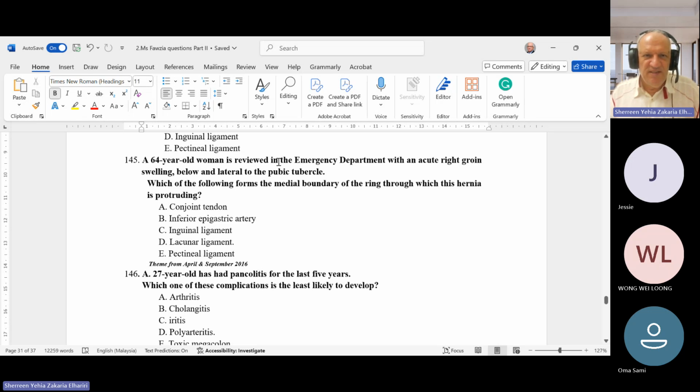A 64 years old woman is received in the emergency department with acute right groin swelling below and lateral to the pubic tubercle. Which of the following forms the medial border of the ring through which the hernia is protruded? So of course you know that it is a femoral hernia. And the medial border is the lacunar ligament. Sorry, lacunar ligament. Okay.